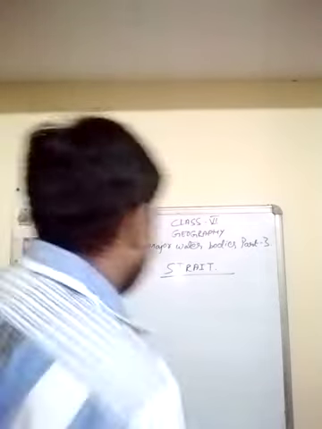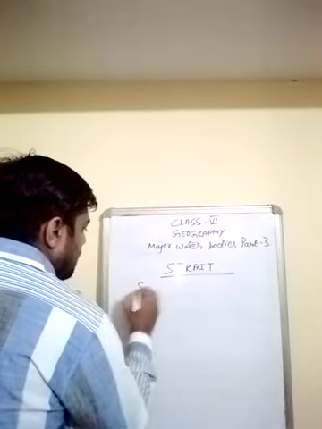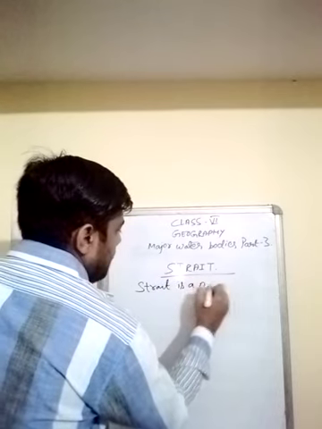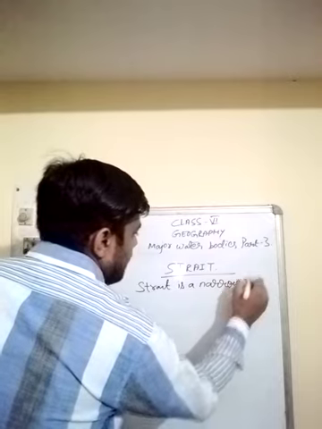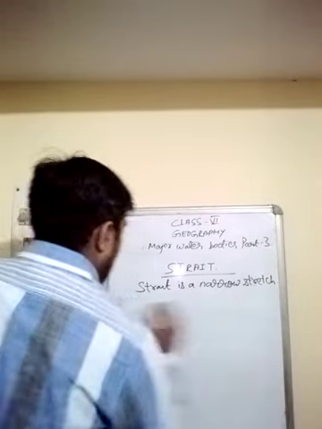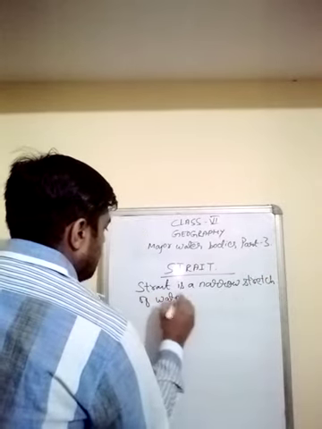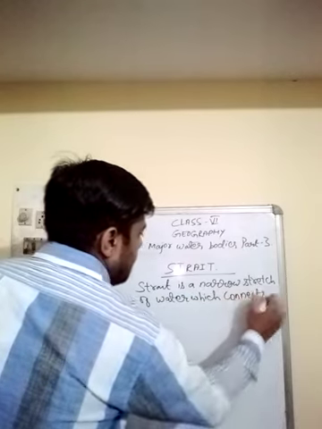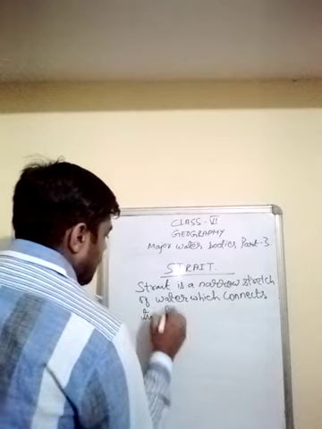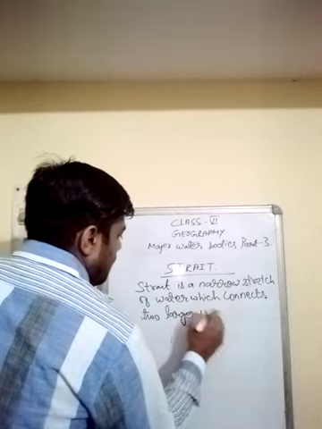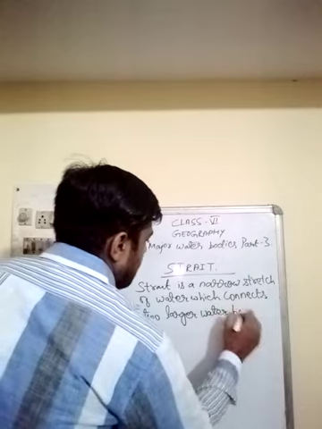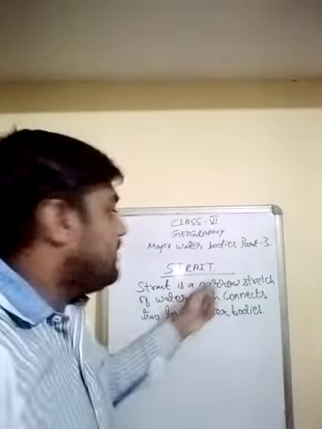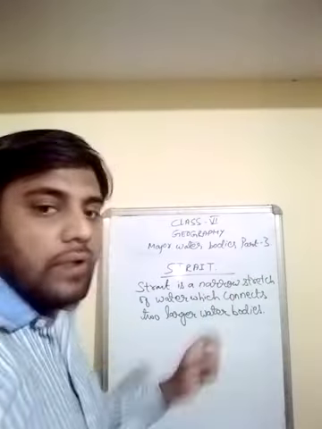If you go definition wise, strait is a narrow stretch of water which connects two larger water bodies. Okay, strait is a narrow stretch of water which connects two larger water bodies.